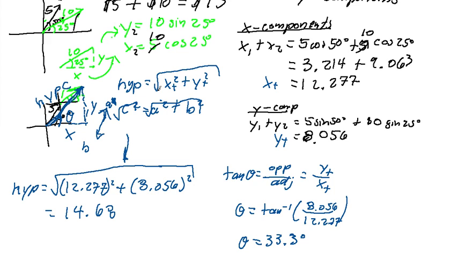And now we found x total and y total, which were here. Then we found the hypotenuse by using the square root of x total squared plus y total squared, and it gave us 14.68. Remember the units, in this case it's unitless. And then in order to find the angle of your new vector, you just do the arctangent of the opposite over adjacent, which in this case specifically was y total over x total, and it gave us 33.3.